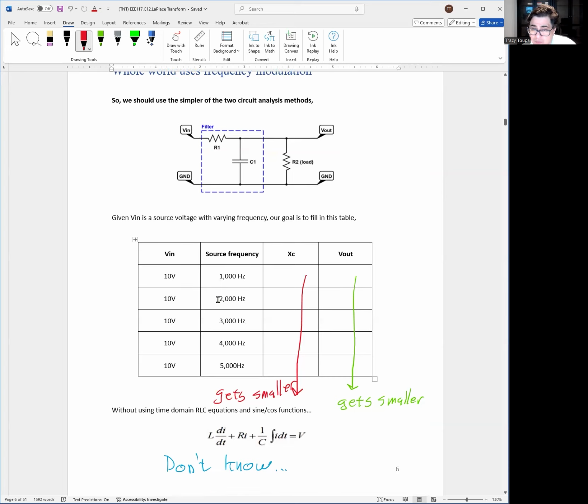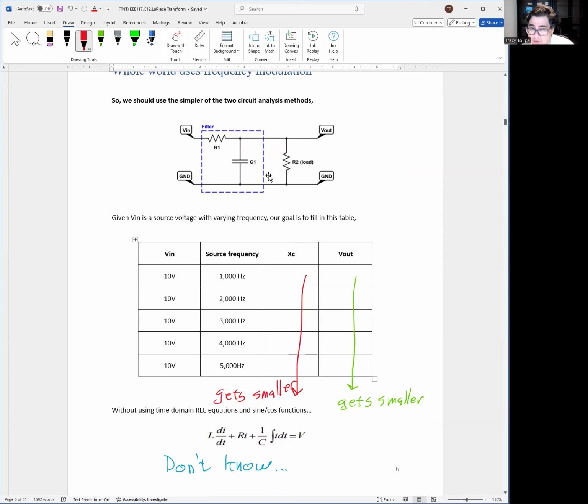We could redo it at 2000 hertz, 3000 hertz, and if you remember, as the frequency gets higher, X of C gets smaller because the frequency is on the bottom of the fraction. So it's 1 over jωC because ω is in the bottom. As frequency goes up, the impedance goes down on the capacitor. So V out will get smaller as well.